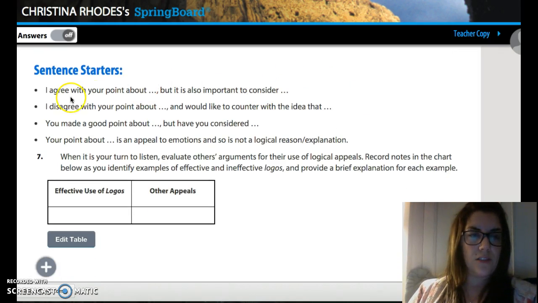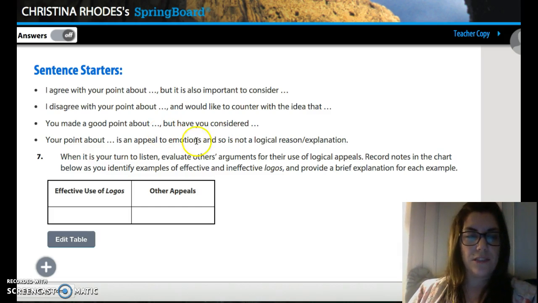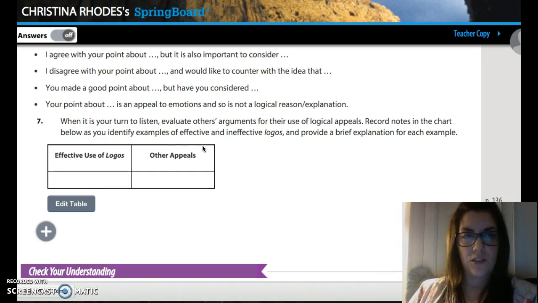Here are some sentence starters. I agree with your point about ... because ..., but it is also important to consider ... I disagree with your point about ... and would like to counter with the idea that ... You made a good point about ..., but have you considered ...? Your point about ... is an appeal to emotions, and so is not a logical reason or explanation. So these are sentence starters that you can use.